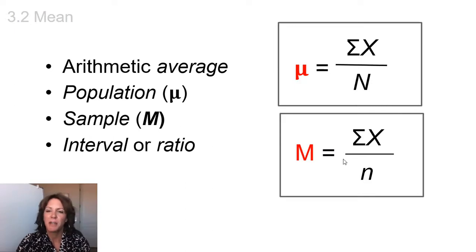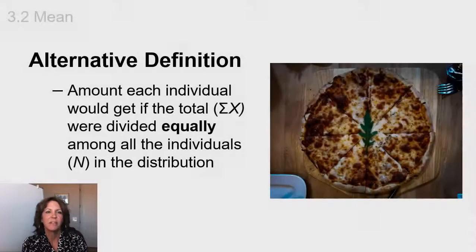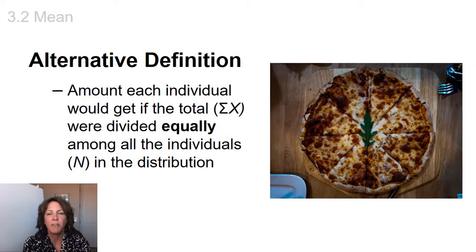But if we're talking about a sample, we have a capital M instead of the mu. We still have the sigma, sum up all the x's, or all those scores. But this time the n is denoted with a lowercase n. So it's a small n, which means that this is a sample. We have an alternative definition of the mean, and that is the amount that each individual will get if the total were divided equally among all the individuals, the n, in the distribution.